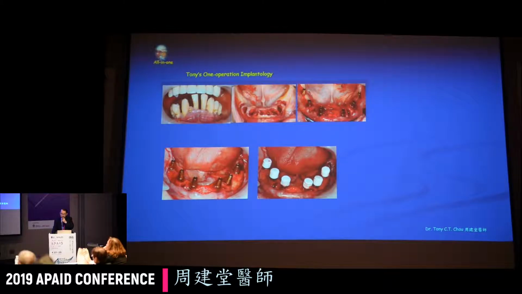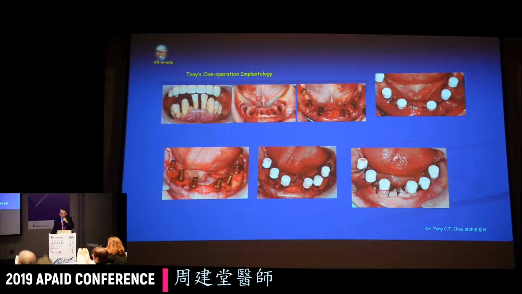The other two cases, mandible immediate implantation, are also by the one operation protocol. We put the implant, put the final abutment, put the Tony cap and the suture. And this is the final situation after finishing the suture, or finishing the surgery.